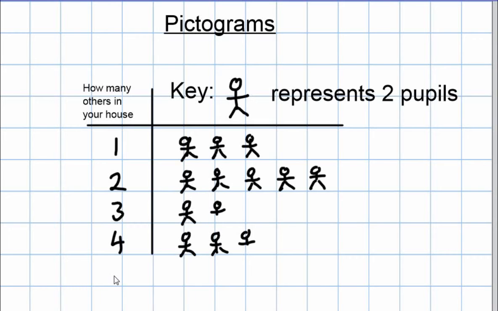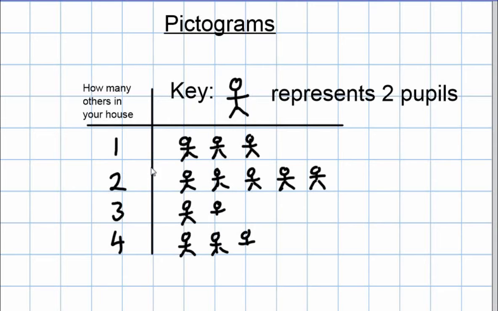Very, very quick rundown review of pictograms. It's a way of representing information. Look at this example here. A number of pupils were asked how many other people lived in their house, whether one other person lived in the house with them, 2 people, 3 people, or 4.